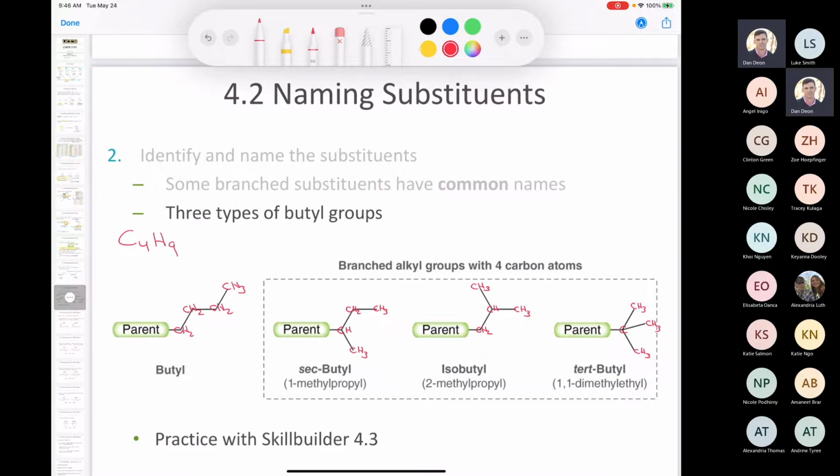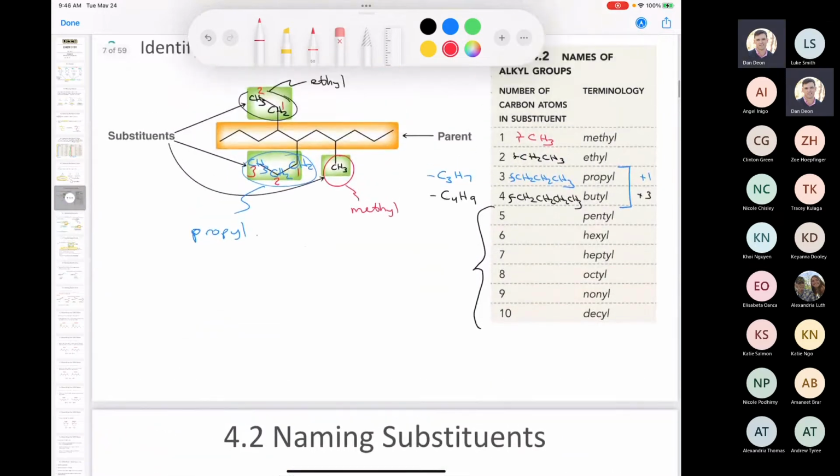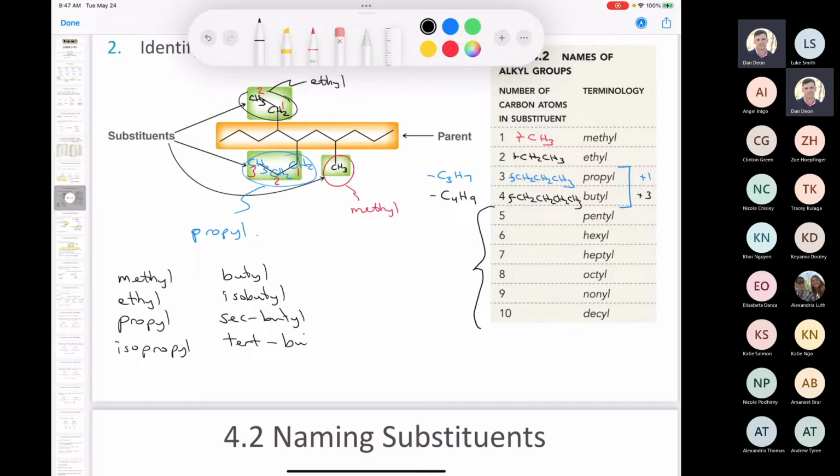So what are the groups you need to know? Let's go back. You need to know methyl, ethyl. So you need to know the methyl group, the ethyl group. You need to know the propyl group. You need to know the isopropyl group. And then for the butyl groups, you need to know butyl. You need to know isobutyl. You need to know sec-butyl, and sec-butyl has a hyphen in it. And then you need to know tert-butyl, and tert also has a hyphen in it.